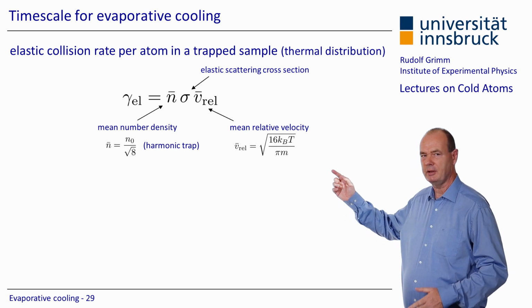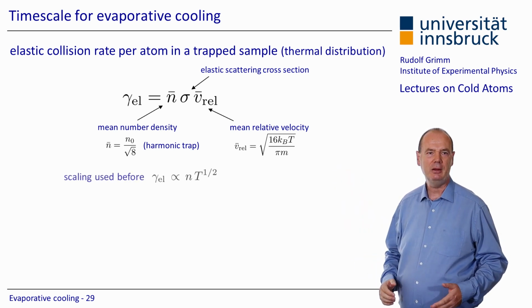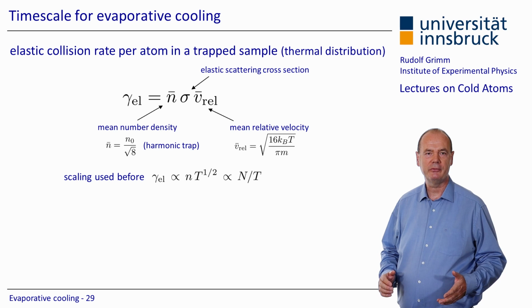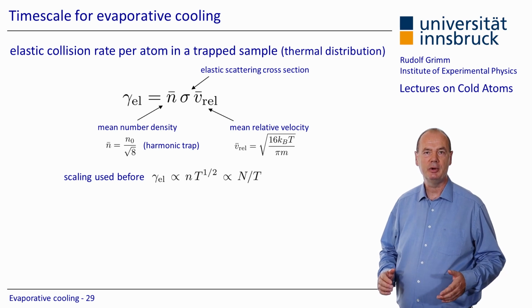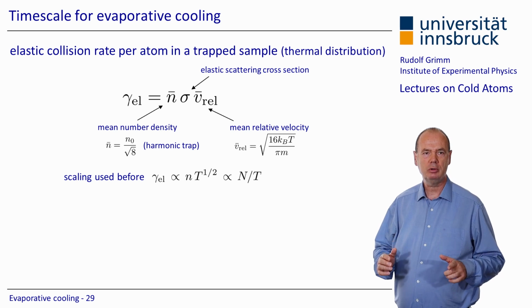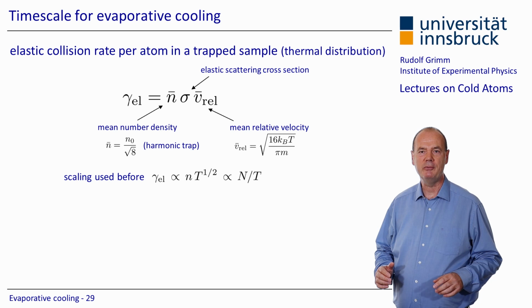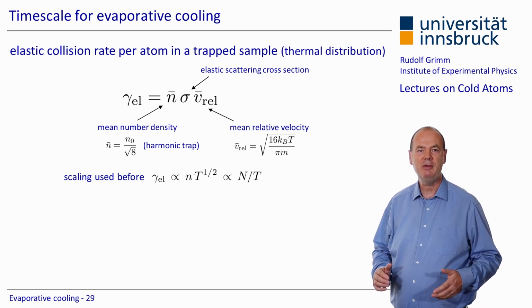From the first and the third factor, we see how the elastic scattering rate scales with number density and temperature. Or considering the harmonic trap with the total number of atoms capital N and the temperature T, the elastic scattering rate is proportional to N over T, and we have used this scaling already before on slide 23 when we discussed the evaporation efficiency.